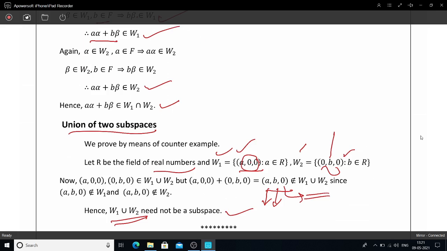I hope you understood this. In the next session, I will take linear combination of vectors, linear span of vectors, linearly dependent and linearly independent vectors.